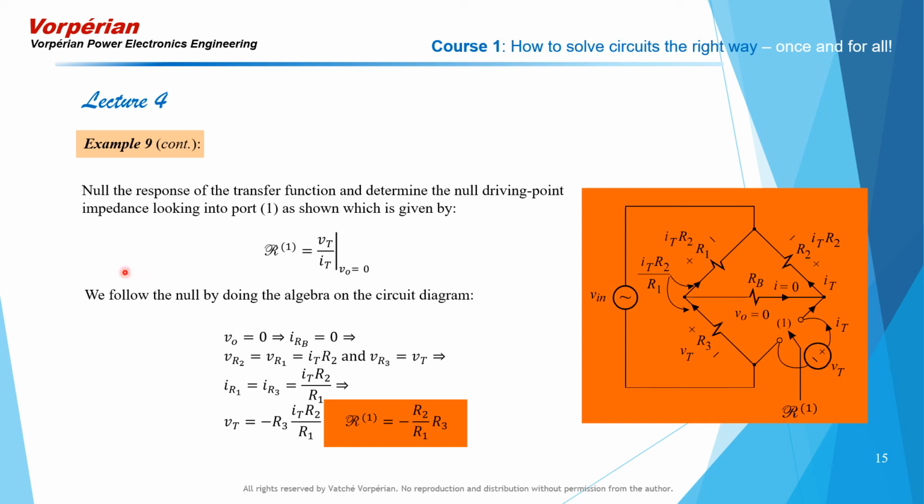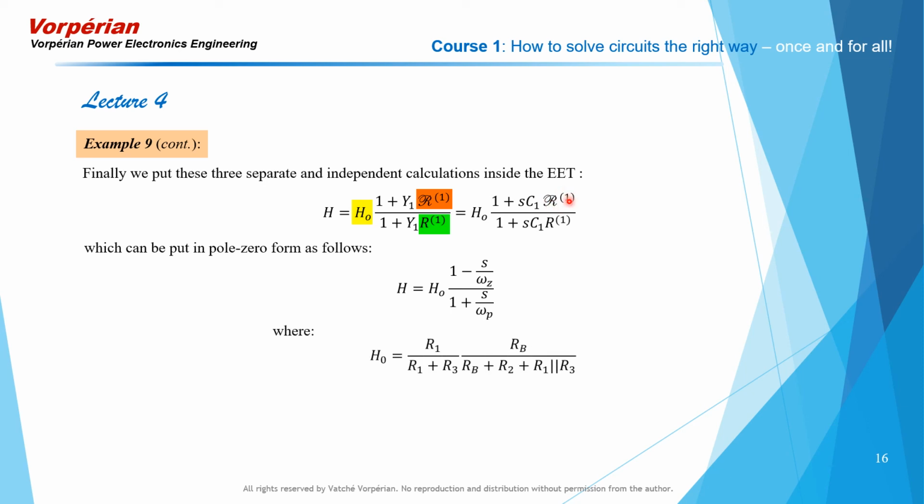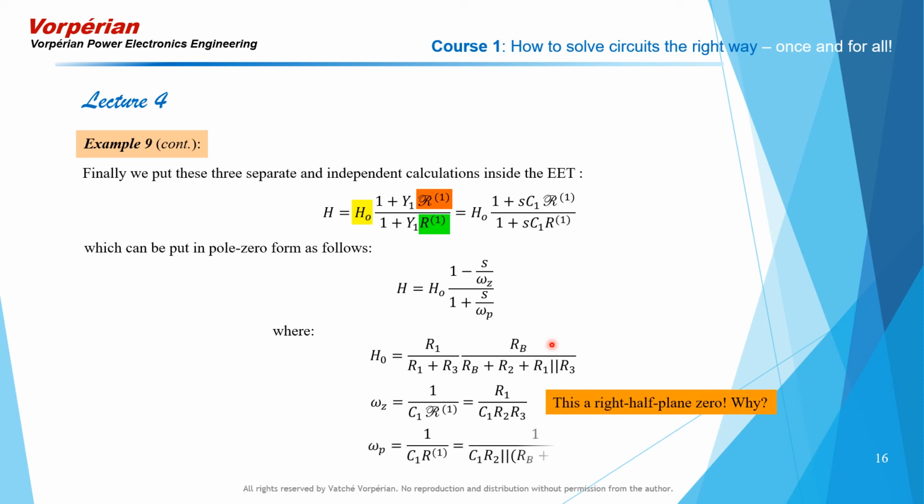And now we can write our transfer function. When we substitute our three independent calculations in the expression of the extra element theorem, once again we obtain our transfer function in factored pole-zero form, and we see that the zero is a right half plane zero because the null impedance looking into port R1 turned out to be negative. And here are the expressions of H0, the right half plane zero, and the pole. That's it.